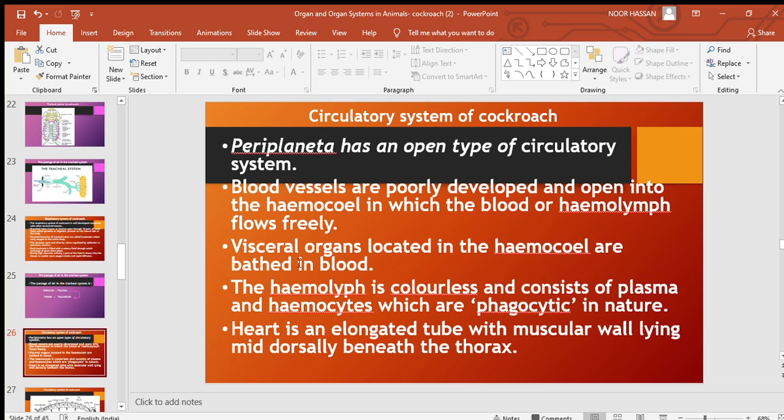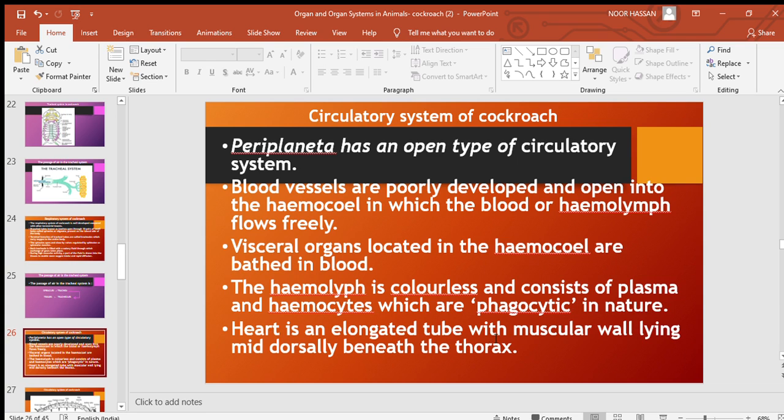And visceral organs, that is the internal organs located in the hemocoel, are bathed in blood. So these internal organs are submerged or bathed in this blood. The hemolymph is colorless and consists of plasma. No hemoglobin is present, so hemolymph is colorless, and hemocytes are present. Some cells which are specially organized, and these are phagocytic in nature. Phagocytic means they can swallow other foreign particles. Okay, phago means swallow, cytic means cell. So the hemocytes are phagocytic in nature.